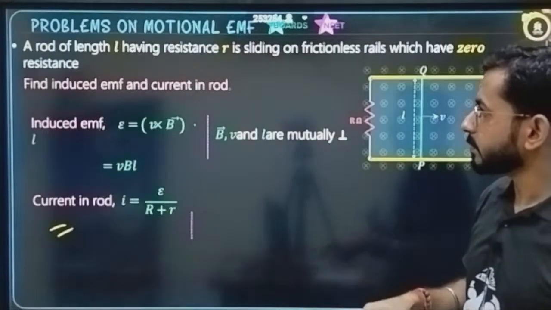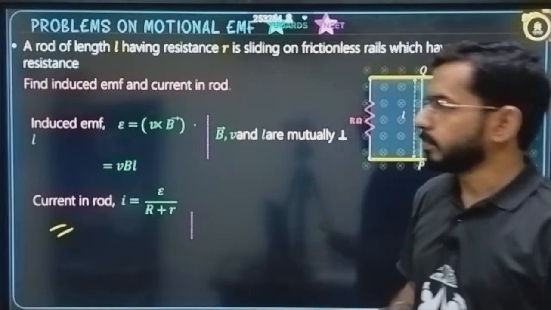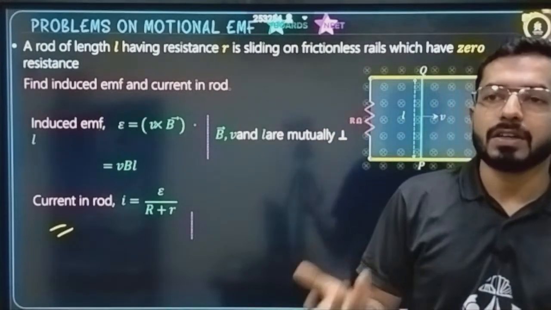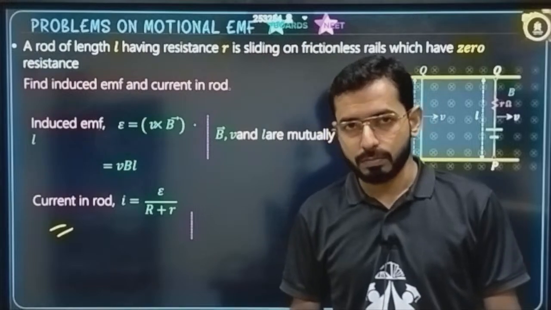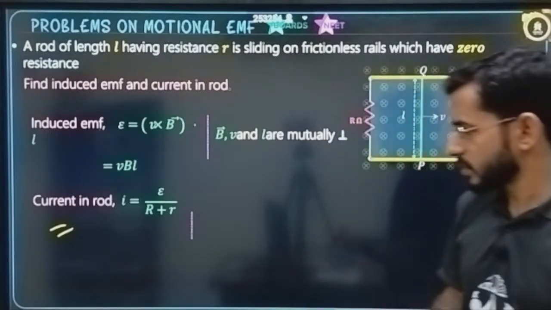Is it clear? Now, what kind of problems do you get on motional EMF? The most basic question anyone can ask you is about the EMF. The second kind of question anyone can ask you is about the current, that is, how much current is flowing in the circuit. These kinds of things are basically asked.